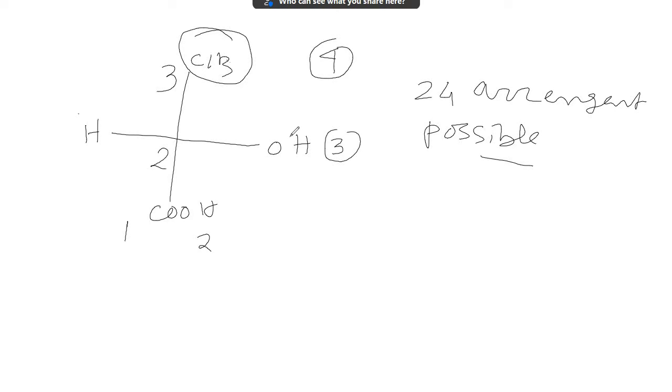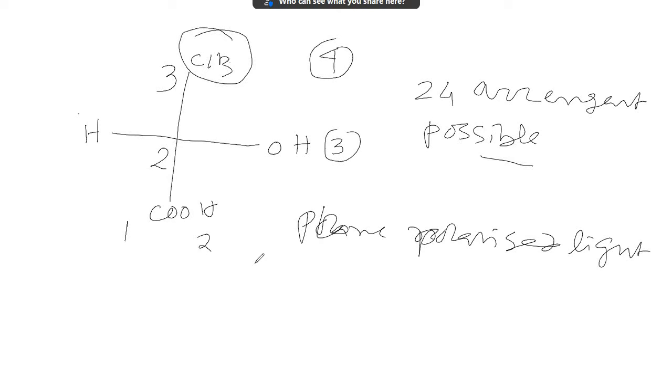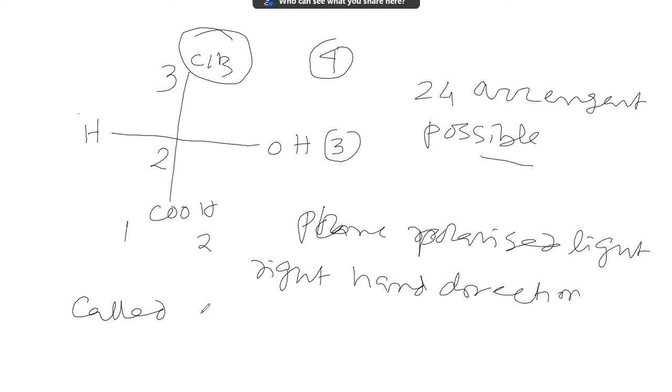But out of all these 24 arrangements, 12 of them can rotate plane polarized light in the right-hand direction, which I call plane polarized light. Right-hand direction is called dextrorotatory. The other 12 rotate plane polarized light in the left-hand direction, called levorotatory.